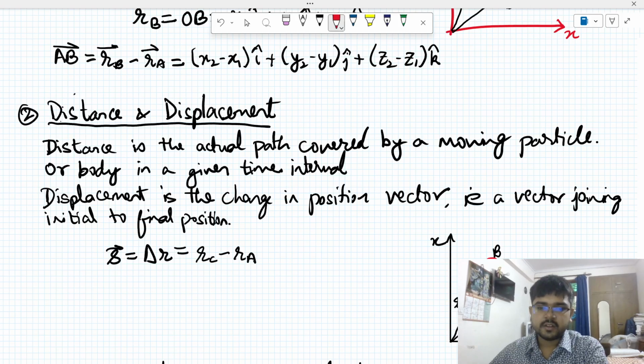Delta R I have written here. So S vector is equal to delta R is equal to RC minus RA vector, which will give us the displacement vector. Now moving on.